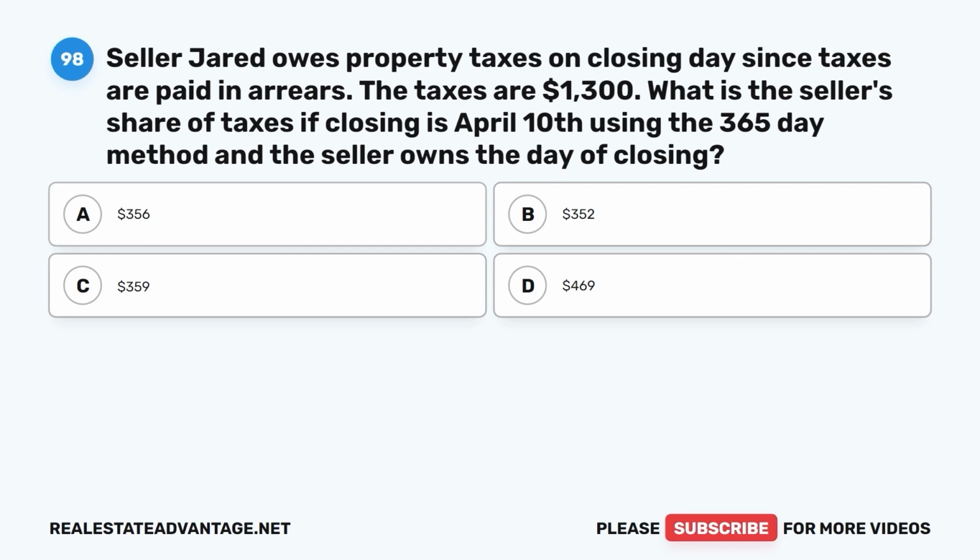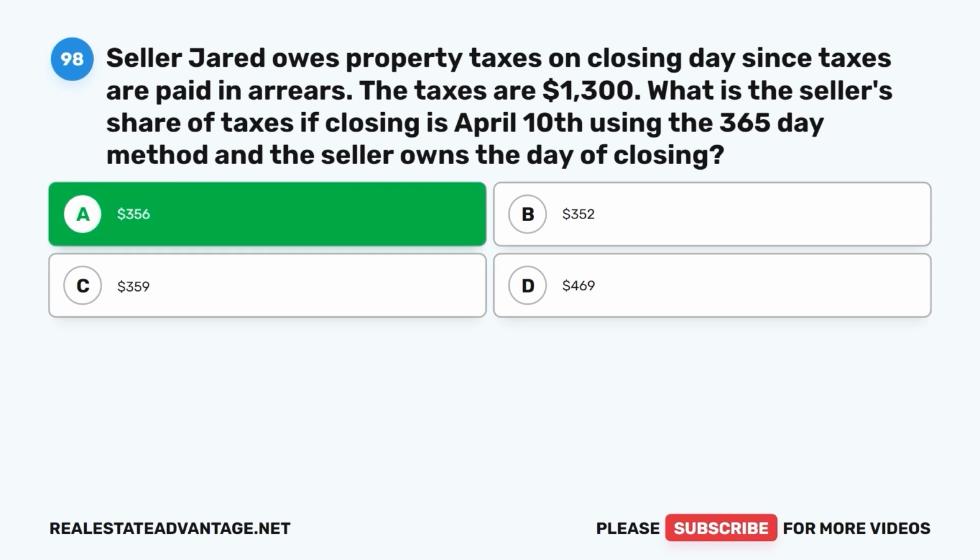Question 98. Seller Jared owes property taxes on closing day since taxes are paid in arrears. The taxes are $1,300. What is the seller's share of taxes if closing is April 10th using the 365-day method and the seller owns the day of closing? A. $356. B. $352. C. $359. D. $469. The correct answer is A.